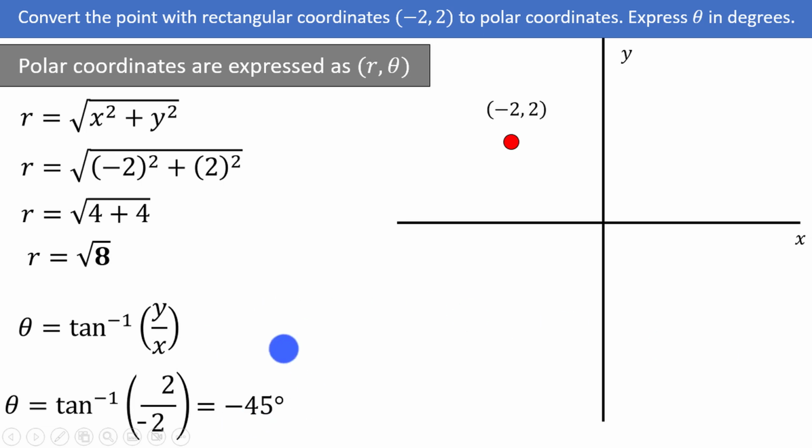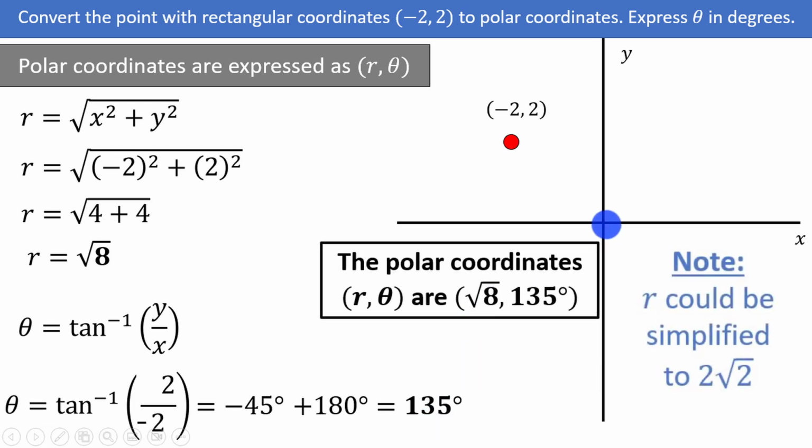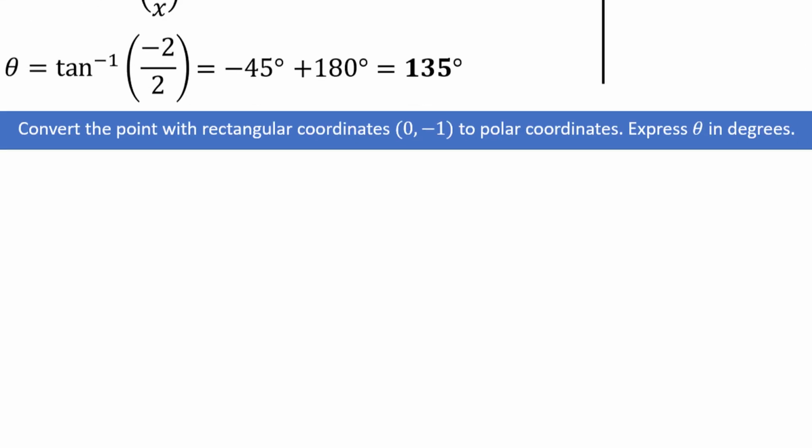The reason you get -45 degrees is because inverse tangent always gives you an angle either in the first quadrant or the fourth quadrant. Our point is in the second quadrant, so inverse tangent will not give us the correct answer. We'll have to adjust by adding 180 degrees. 45 degrees plus 180 degrees would just be 135 degrees. So we must travel the square root of 8 units in the 135 degree direction in order to reach this point. -2, 2 in rectangular coordinates is the same thing as the square root of 8, 135 degrees in polar coordinates. Let's try another problem.